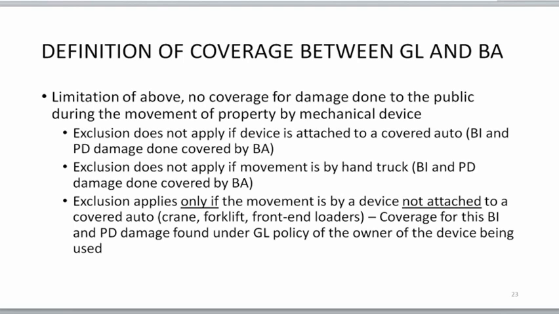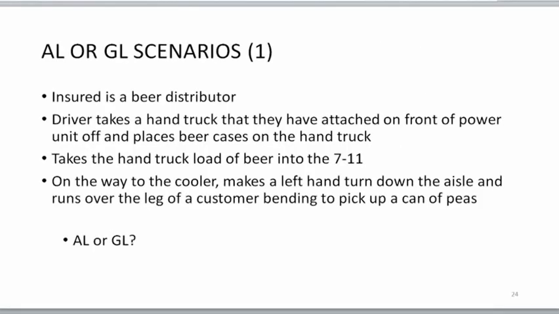Exclusion applies only if the movement is by a device not attached to a covered auto: crane, forklift, front-end loader. Coverage for the bodily injury and property damage is then found in the GL of the owner of the device being used. So that's, again, where GL and auto work together. Let's talk about some examples.